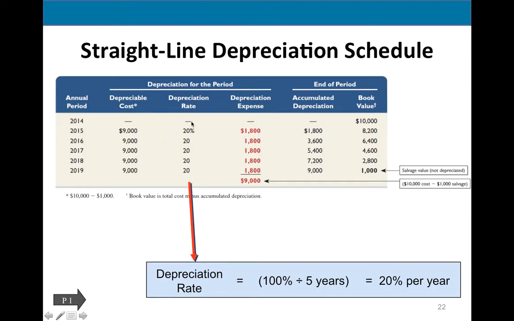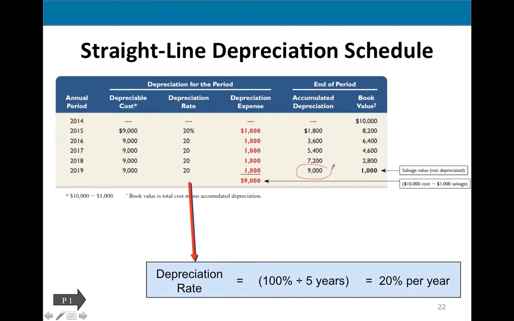Depreciation rate, what is the rate? Depreciation rate is very simple. It's 100% divided by useful life. So how much do I depreciate every year? 20%. Again, remember this formula, we will need it later. Depreciation rate is 100% divided by the useful life. So depreciation expense is the same. Accumulated depreciation goes up.